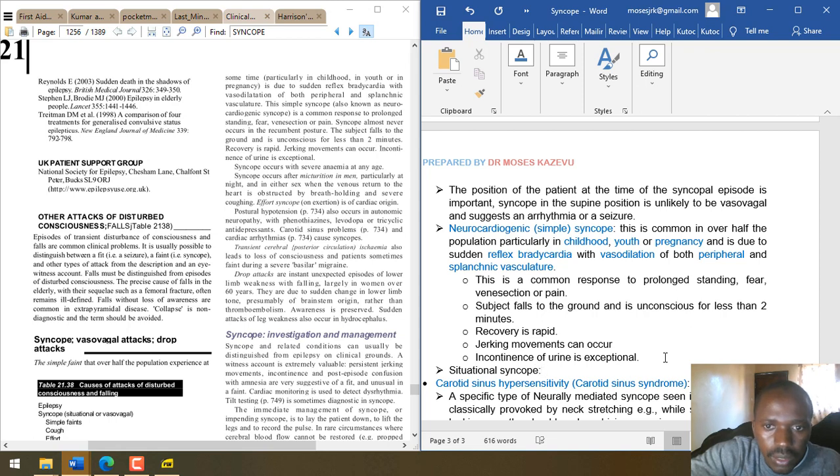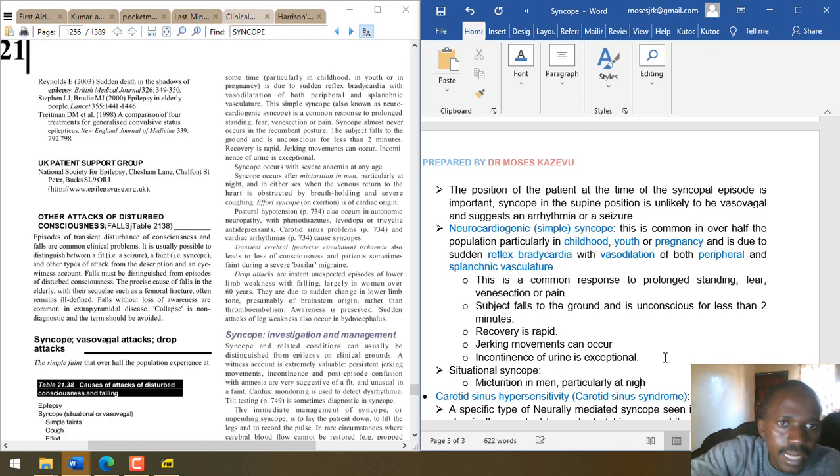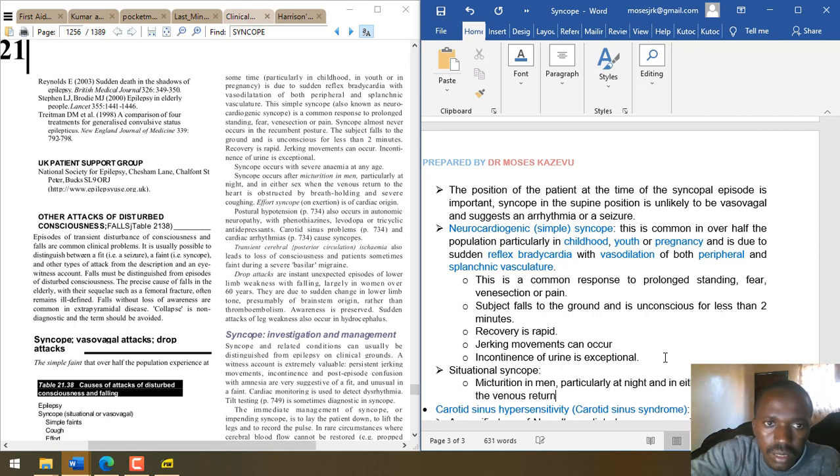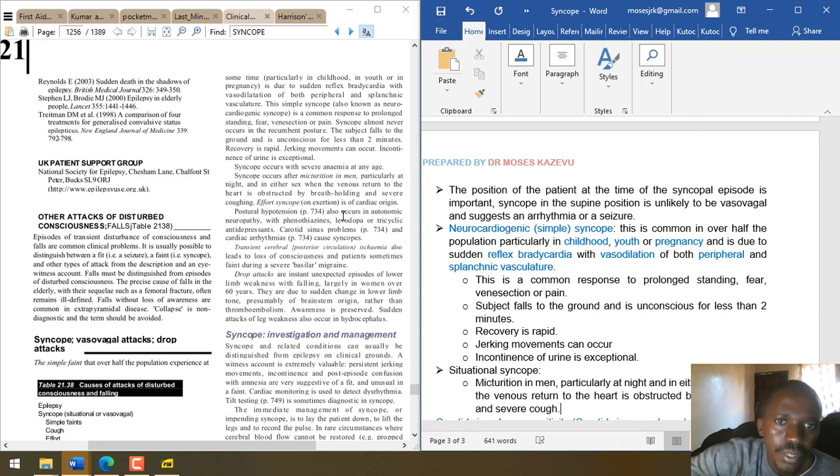Okay, so we can say that micturition in men, particularly at night and in either gender, when the venous return to the heart is obstructed. Because remember that when you're doing the Valsalva maneuver, there's a cardiothoracic pump. Anyways, I don't know why I'm explaining. Aren't we studying here? You should look this up yourself. Breath holding and severe coughing.